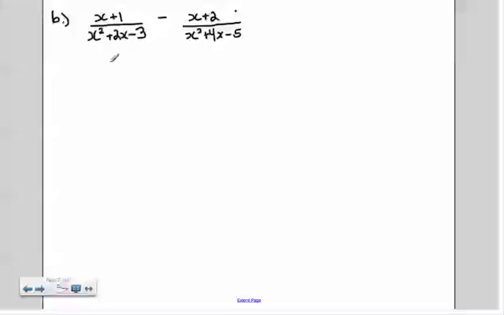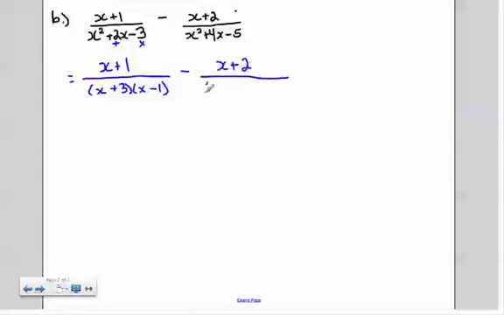We can also look at this when we have our bigger rationals, and just like before, when we're multiplying, I have to be able to factor these to compare my denominators. So (x plus 1) over (x squared plus 2x minus 3) becomes (x plus 1) over (x plus 3)(x minus 1), because two numbers that multiply to give negative 3 and add to give positive 2. Minus (x plus 2) over (x minus 1)(x plus 5), two numbers that multiply to give negative 5 and add to give positive 4.